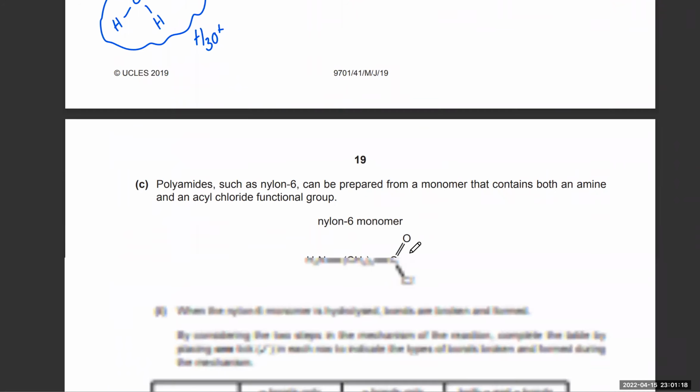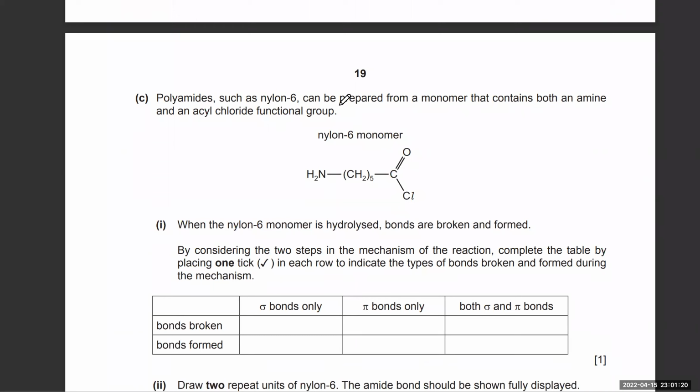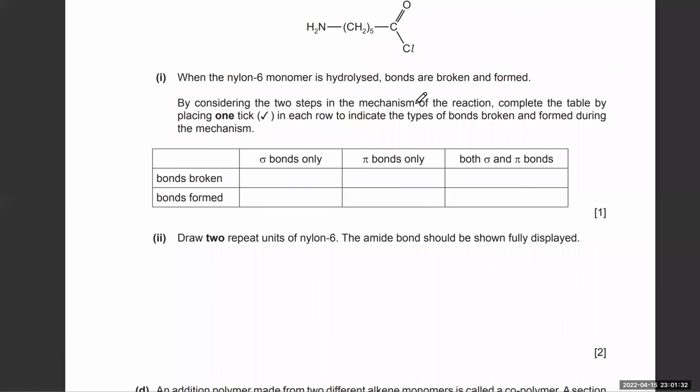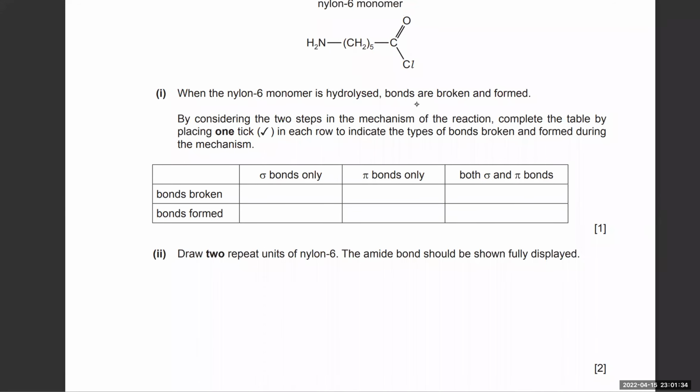So the next one: a polyamide such as nylon can be prepared from a monomer that contains both an amine and an acyl chloride functional group. So you can make a polyamide out of it. You need amines and you've got this. He's saying draw two repeat units. So there's CH2, five of them in the middle, and there's going to be the acyl group C=O and Cl. And on this side, there is NH2.